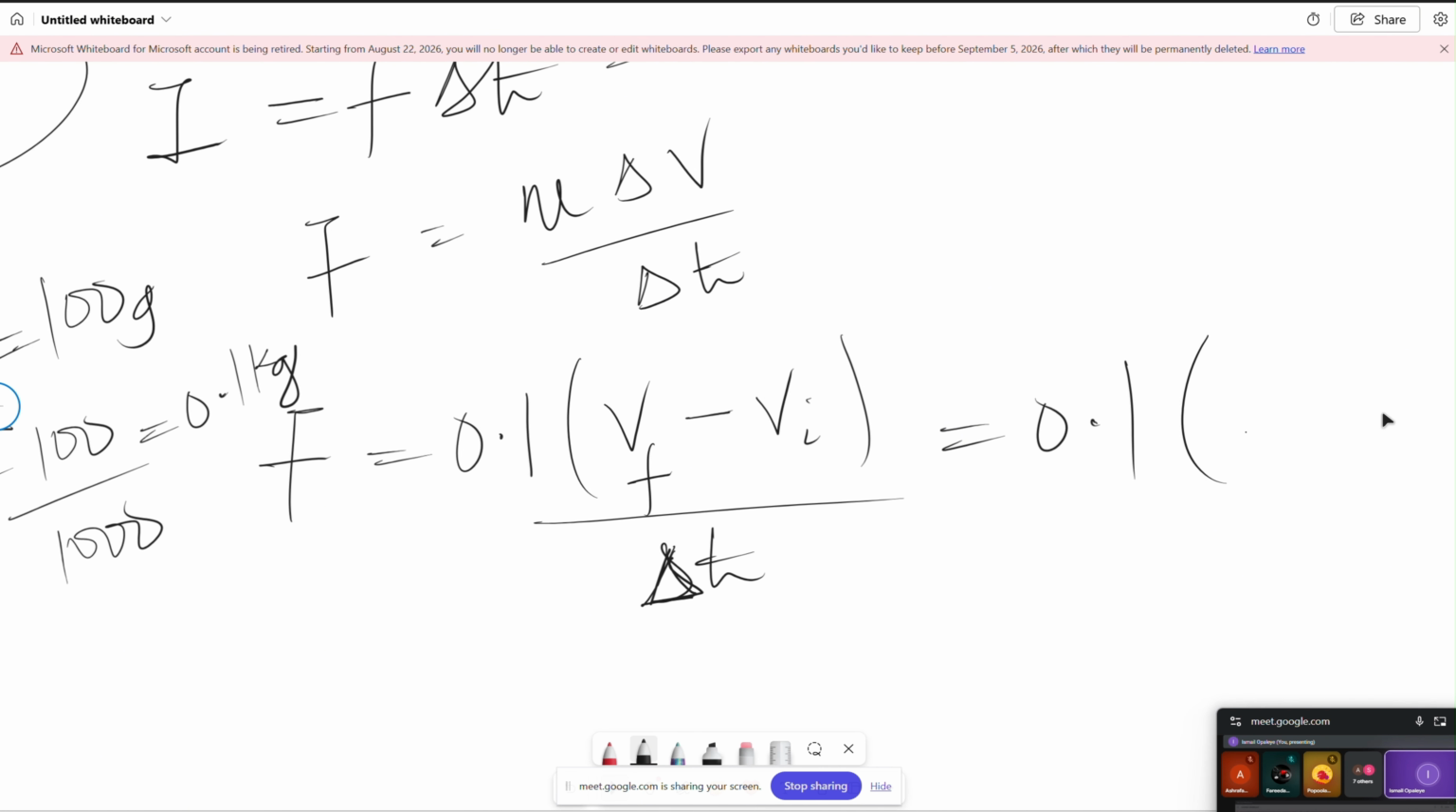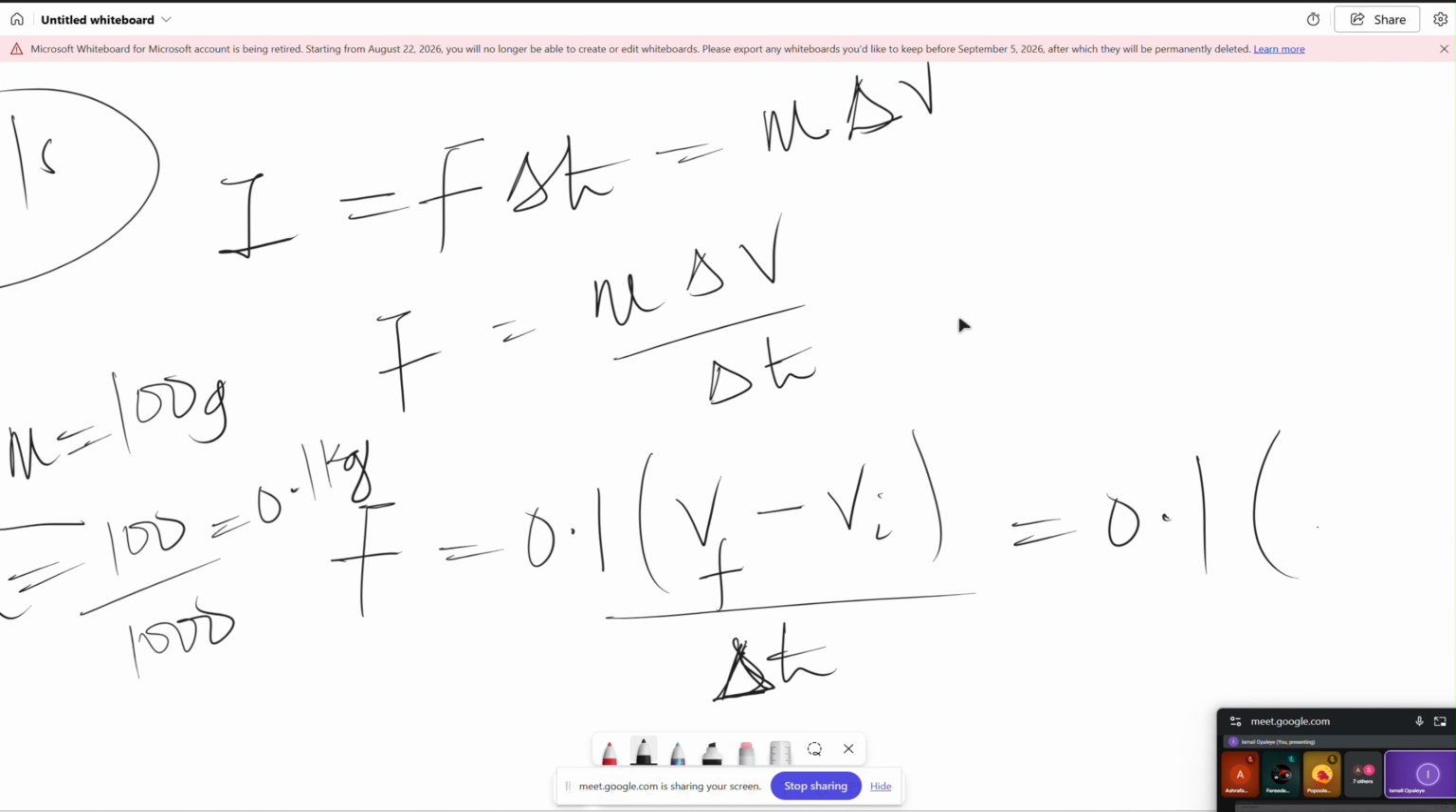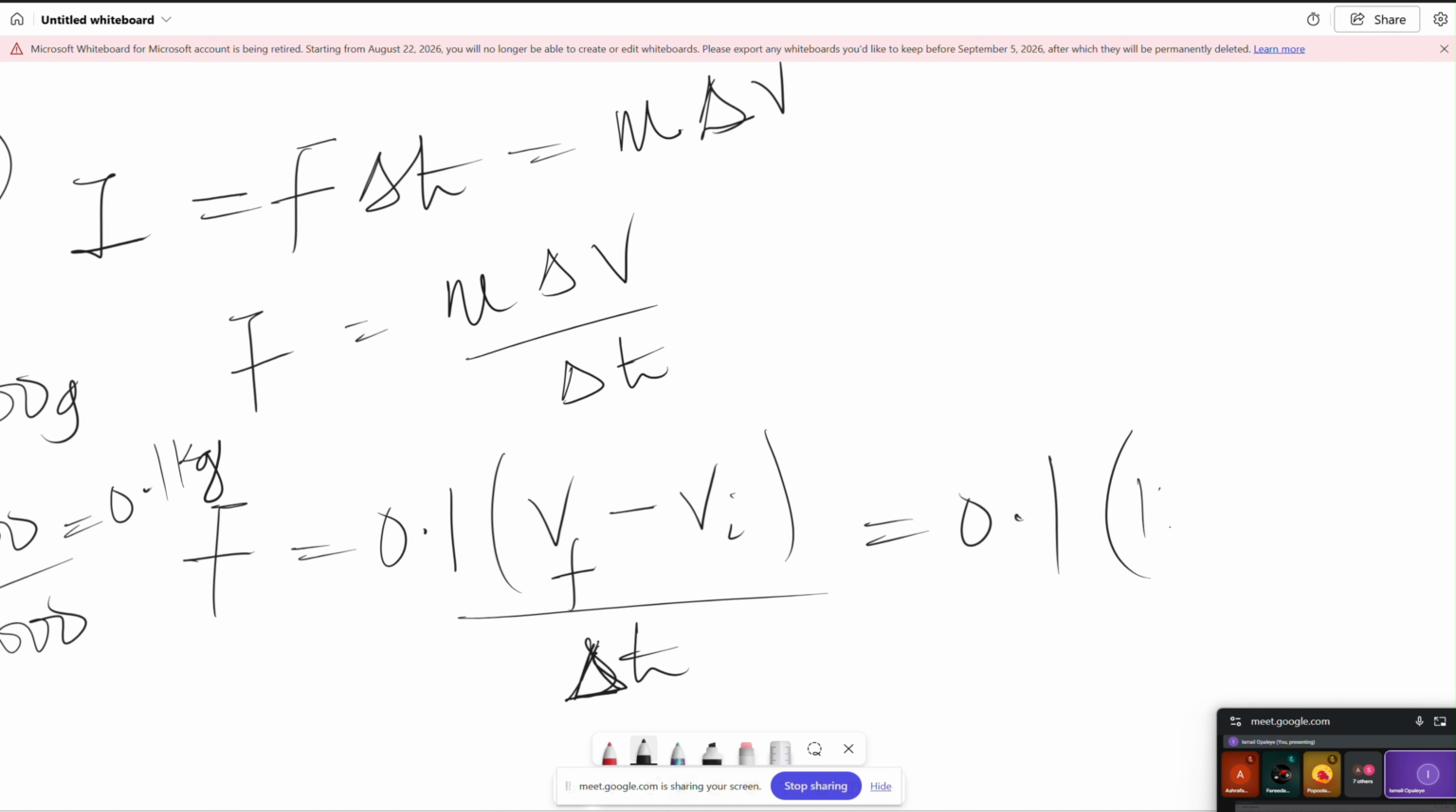Now the V final, remember that our V final here is 10. That is moving in the positive y axis. This is positive y. This one is moving in negative y. This one is moving in positive y. So which means that V final will be positive, that is 10.